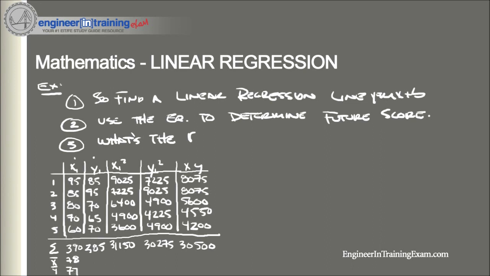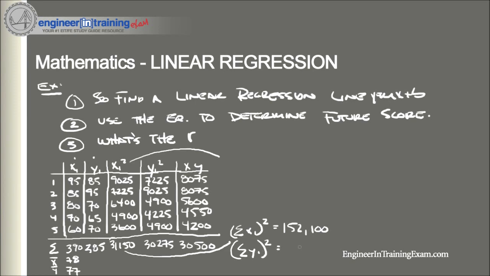And now finally, just taking these values, we got 31,150 squared is 152,100, and then the y value squared is 148,225.